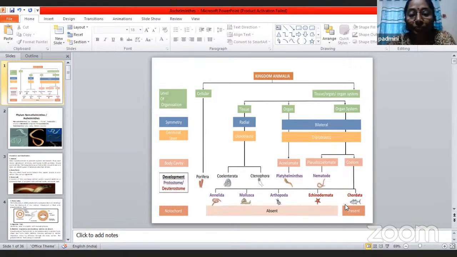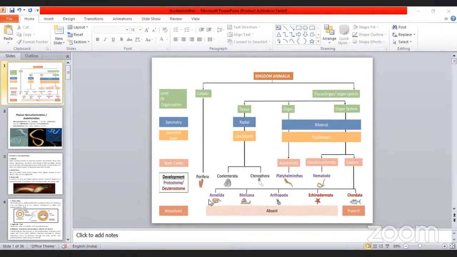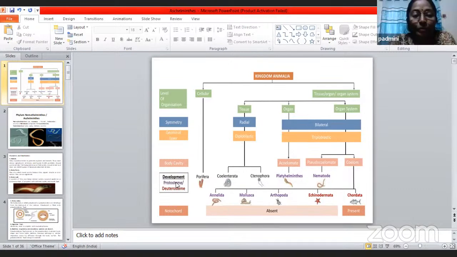Clear? So if you look at this picture, the protostomes in the purple color are annelids, mollusca, and arthropoda. All these three are protostomes. And under deuterostomes, which is red in color, the echinoderms and chordates are deuterostomes. As simple as that.